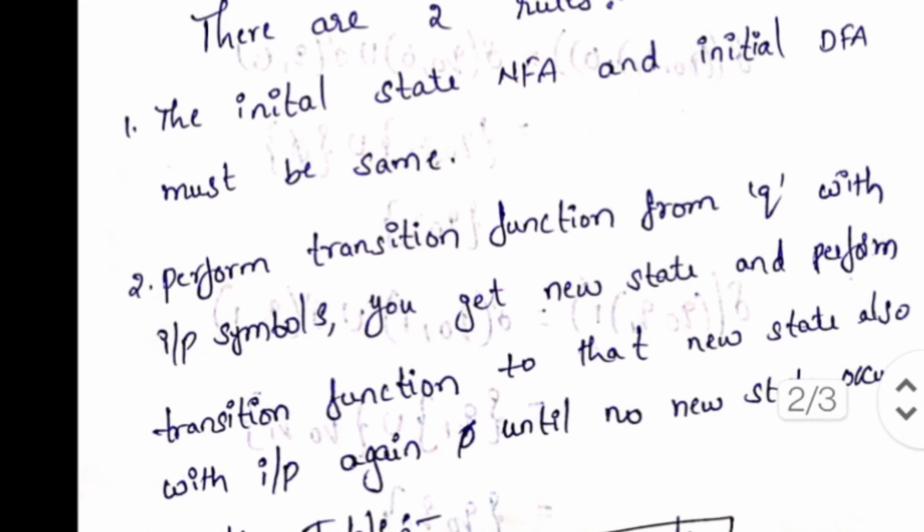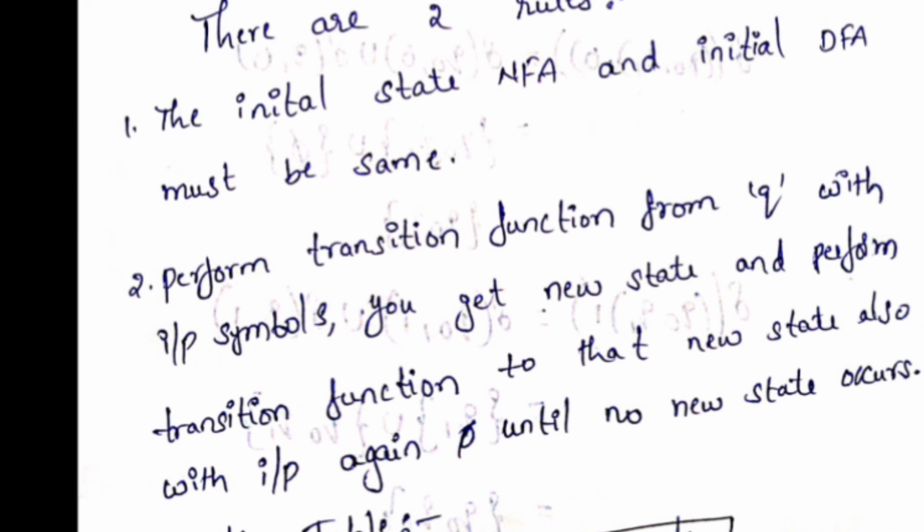Okay, so to convert NFA to DFA we follow 2 rules. What are those 2 rules? The initial state of NFA and the initial state of DFA must be same. That means what is the initial state here? This Q naught is our initial state. That must be same in NFA and DFA. And the second rule is perform transition function from Q with input symbols, you get a new state, and perform the transition function on that new state also with the input symbols until no new state occurs.